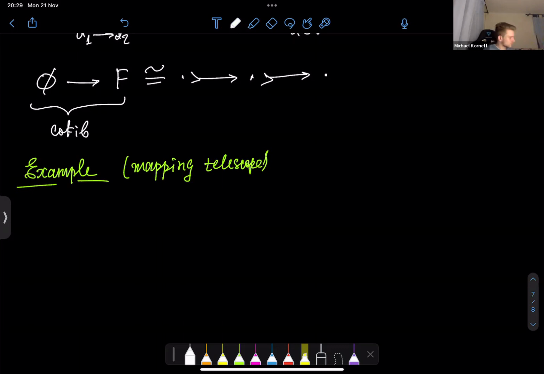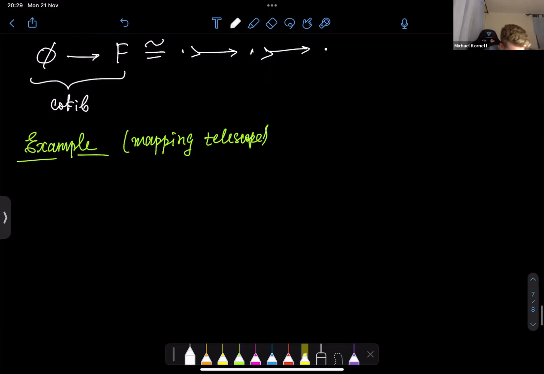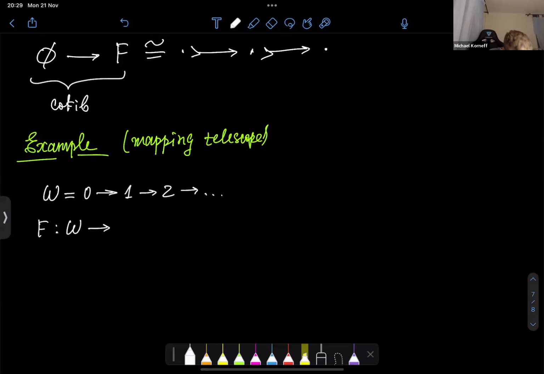Suppose we have the category which consists of the following, it looks like this, and we have the functor from this category to the simplicial model category M, and we also want to find the projective cofibrant replacement for this diagram F.